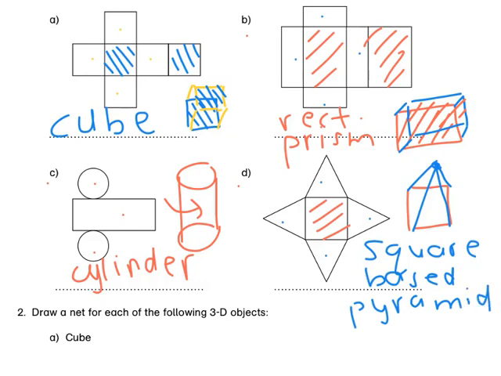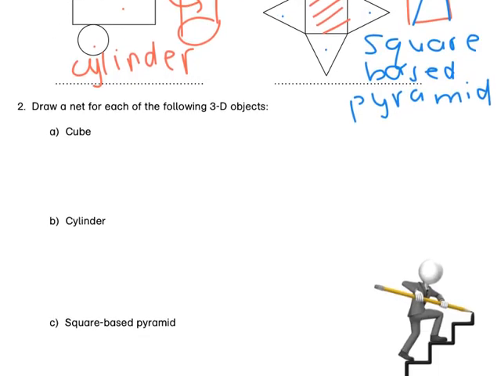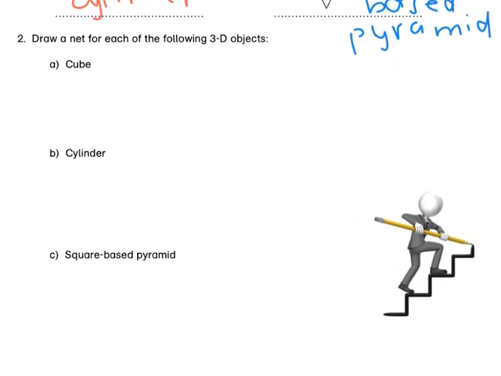Let's now look at 2. It says, draw a net for each of the following 3D objects. Press pause to do so using question 1 to help you. Now that you've done question 2, let me draw the answers for you.